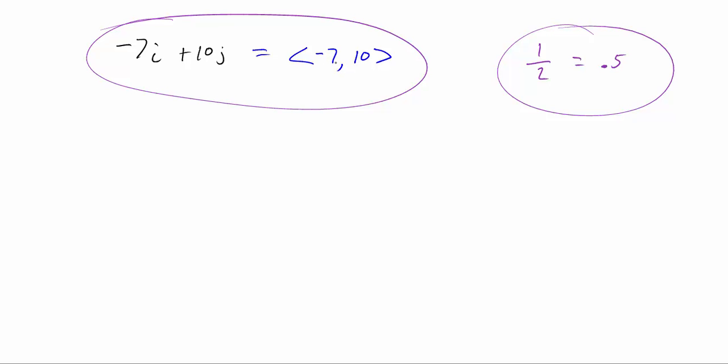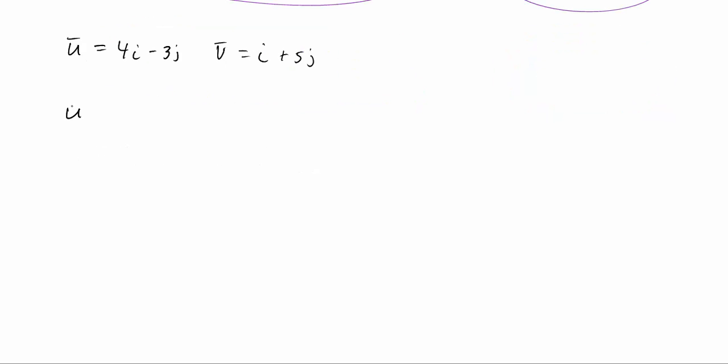So let's look at some operations, and it's going to be very similar to what we did with the component form before. If we were given, for example, a vector u equal to 4i minus 3j, and another vector v equal to I plus 5j, and we want to find u plus v, we simply want to add these two vectors together.